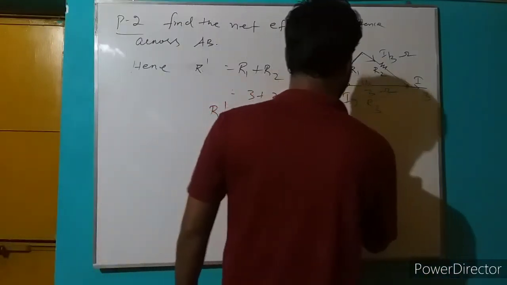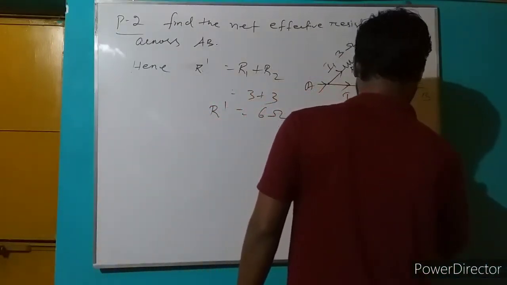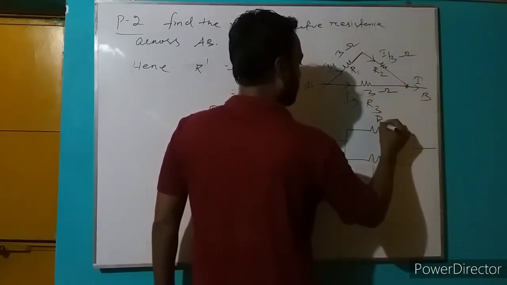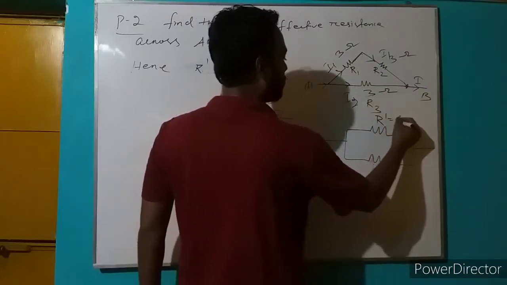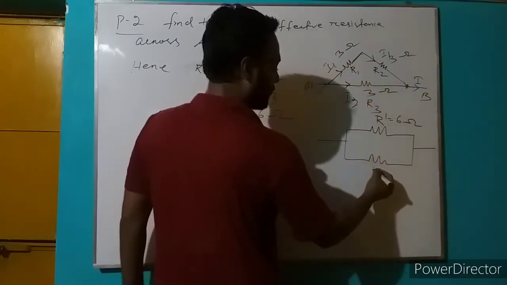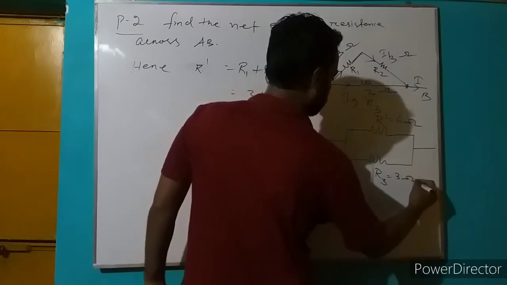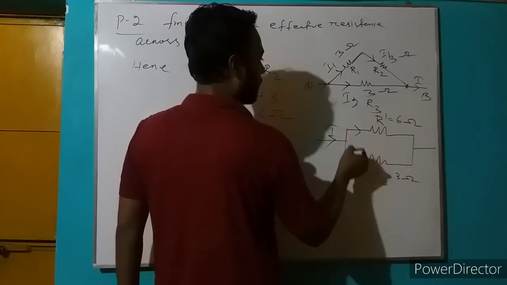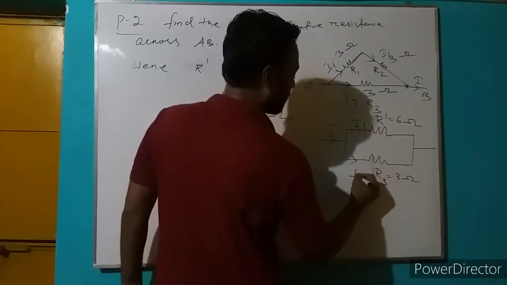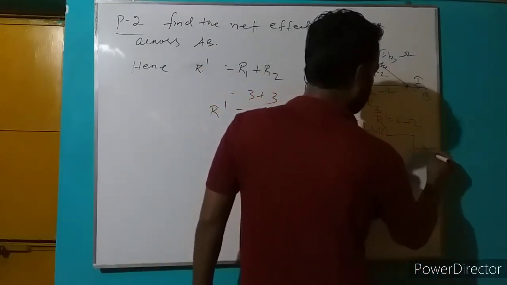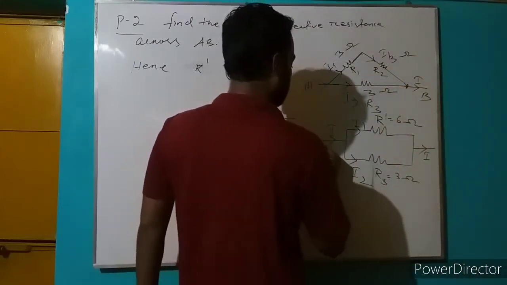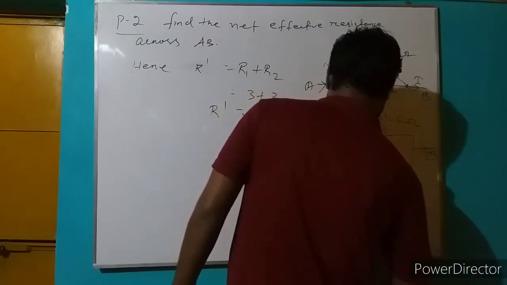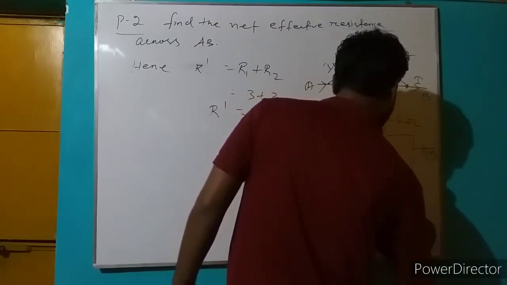So this is the circuit. The net effective resistance here you can say is R prime, that is R effective equal to 6 ohm. Now that is R3, that is 3 ohm. And the current becomes distributed along two parts, that is I1 and I2, and that is also I. Okay, so that is A and that is B. That means the net effective resistance across AB is given by what?